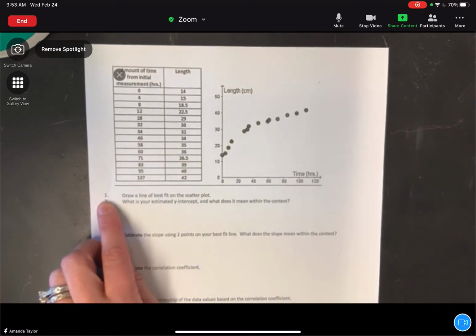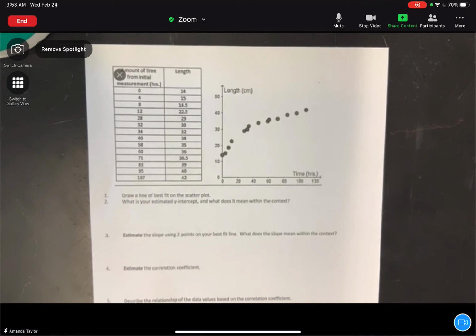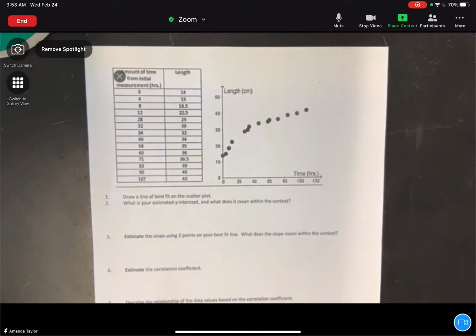So number one says to draw a line of best fit on your scatter plot. Okay, everyone's line of best fit is going to look a little different. Try to draw it as straight as you possibly can. If you have a straight edge, that's even better. I could use this little piece of cardstock, but no, I'm just going to freehand it. I'm going to draw it somewhere through the middle.